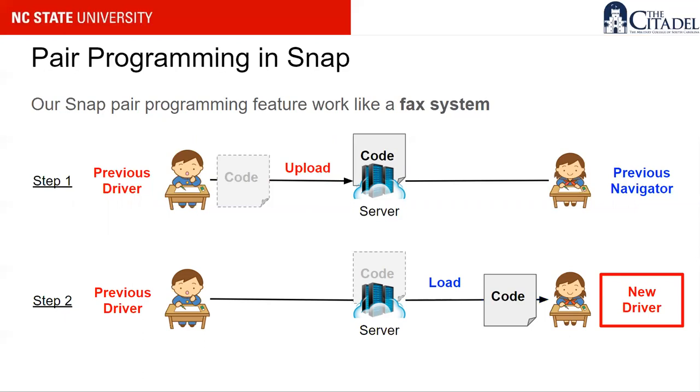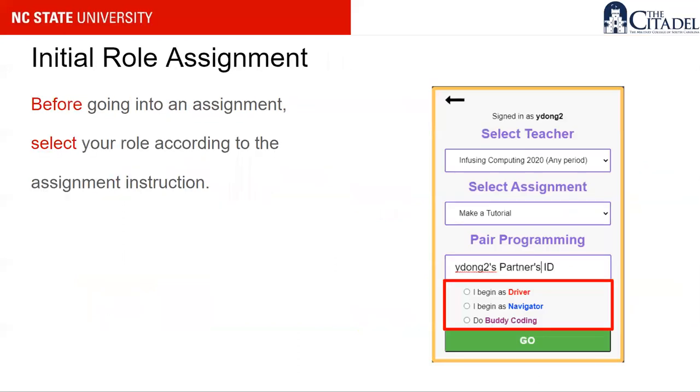At this point, the previous navigator becomes the new driver and will write the code. And the previous driver becomes the new navigator and will give instructions to the new driver on what to program. Now that you know how role switching works behind the scenes, let's look at how it is done in the Snap environment. Before you open the Snap assignment, you and your partner will need to choose an initial role for pair programming. There will be detailed instructions on how to decide your initial role at the beginning of the instruction slides for each assignment.